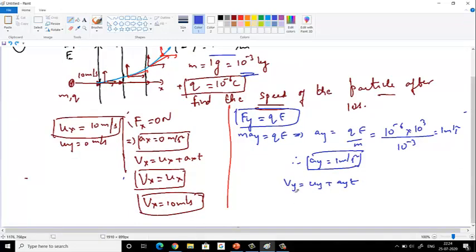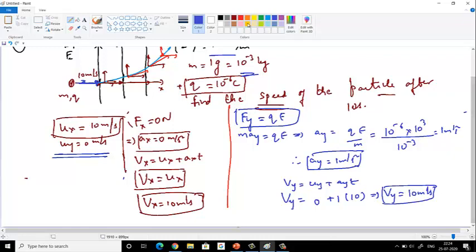Anyway, what is the value of Vy? Vy is equal to Uy plus Ay into t. Uy is 0 meters per second. Why? Because in the beginning, when the particle was projected, it was projected only in the x direction. So this is 0. A is 1, and time is 10 seconds, since you want to find it after 10 seconds. So Vy is equal to 10 meters per second. Vx is also equal to 10 meters per second.